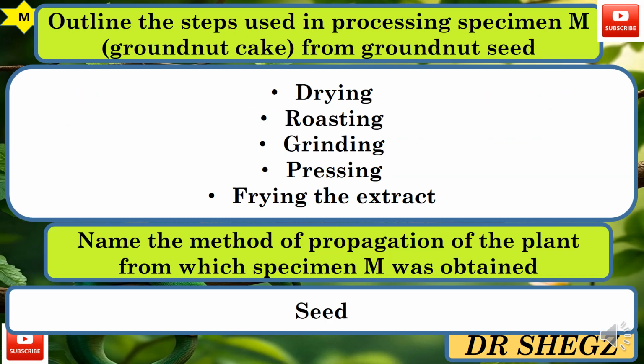Outline the steps used in processing groundnut cake from groundnut seed. You have drying, roasting, grinding, pressing, and frying the extract. What is the method of propagation of the plant from which specimen M was obtained? In essence, what is the method of propagation of groundnut? So, seed.